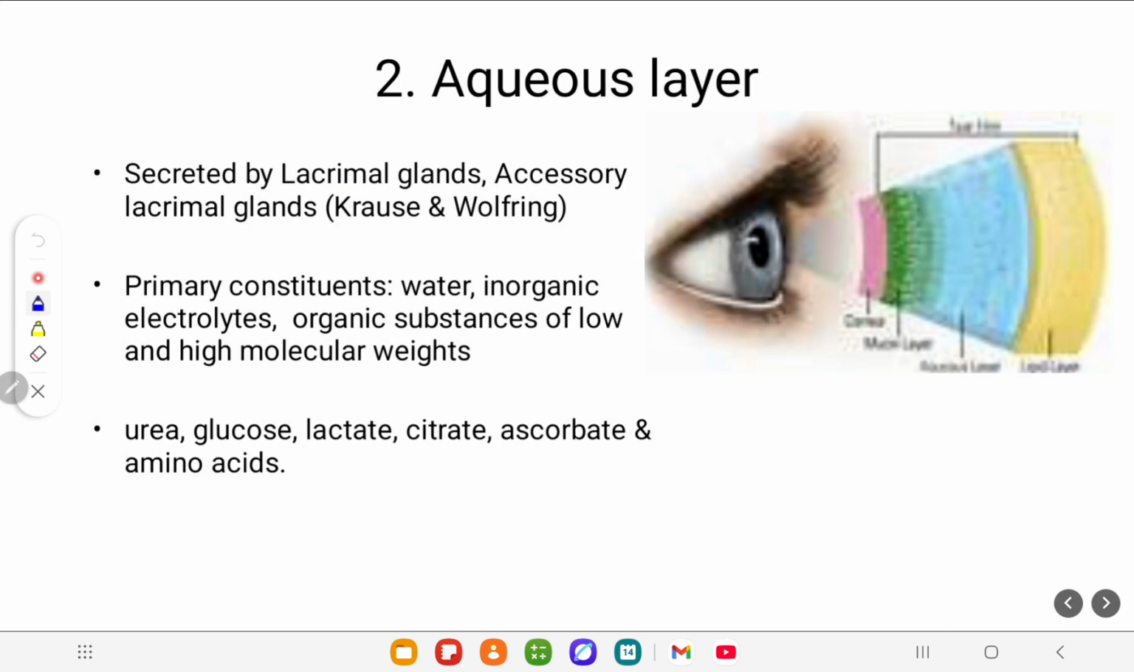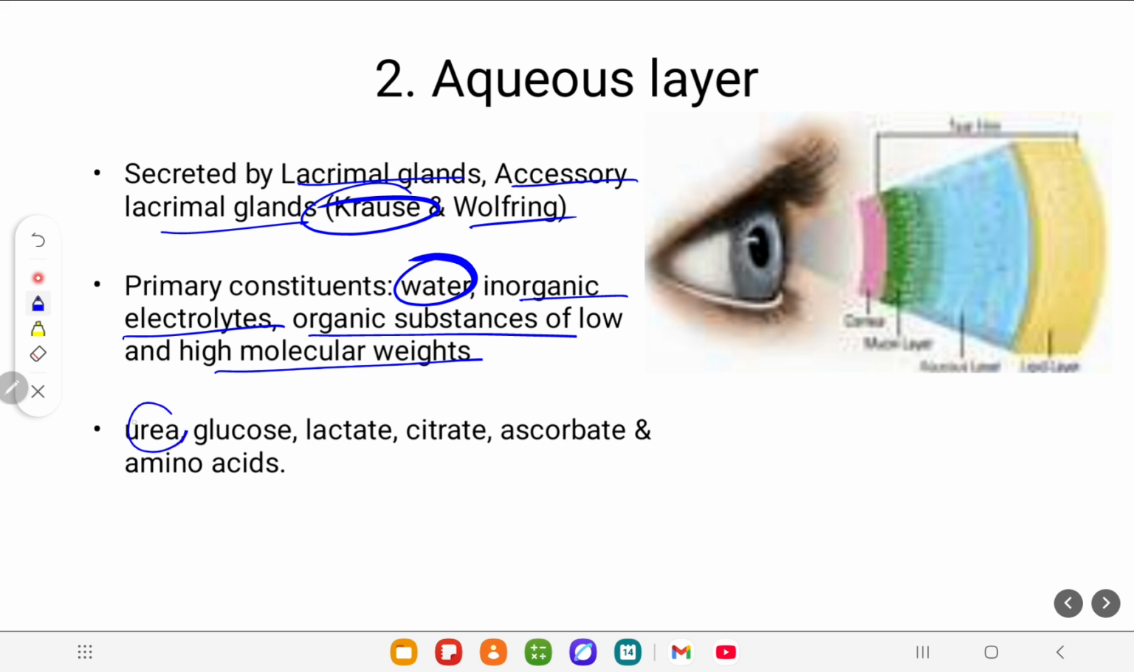So the second layer is definitely the aqueous layer. The aqueous layer is secreted by the lacrimal gland and the accessory lacrimal glands, which are the accessory lacrimal glands of Krause and Wolfring. The primary constituent is definitely water, along with inorganic electrolytes and organic substances of low and high molecular weight, like urea, glucose, lactate, citrate, and amino acids.